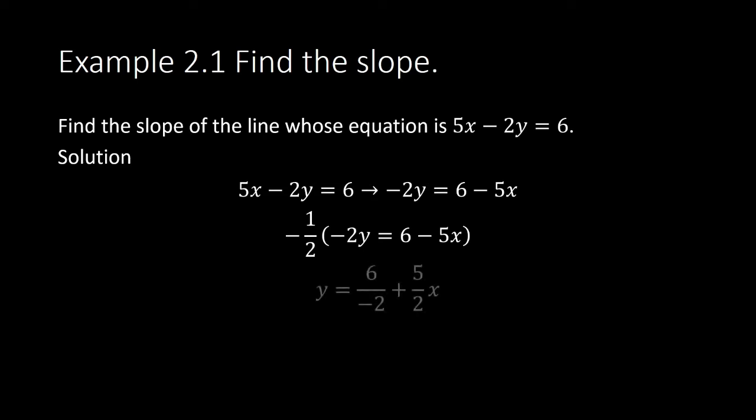And so, negative 1/2 times negative 2 is equal to 1. Negative 1/2 times 6 is 6 over negative 2. And negative 1/2 times negative 5 is positive 5 over 2. And so this is equal to y is equal to 5 over 2 times x minus 3. The slope of the line is 5 over 2.